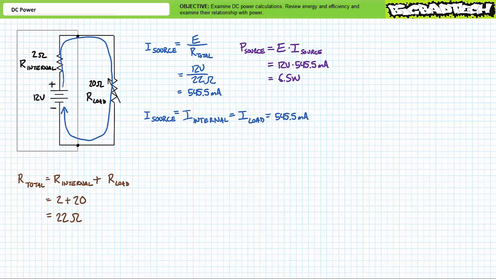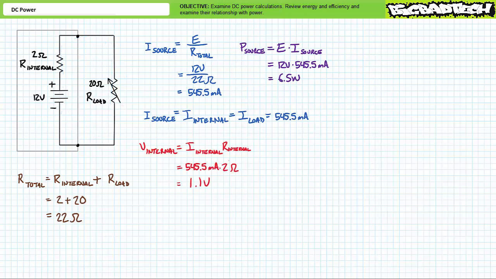As previously, it can be said source current equals current through the internal resistance, which equals the current through the electrical load, which equals 545.5 milliamperes. Given the direction of conventional current travel, we should expect a voltage drop across the internal resistance, positive to negative, bottom to top, and a voltage drop across the electrical load, positive to negative, top to bottom. Let's determine the voltage drop across and the power dissipated by the internal resistance first.